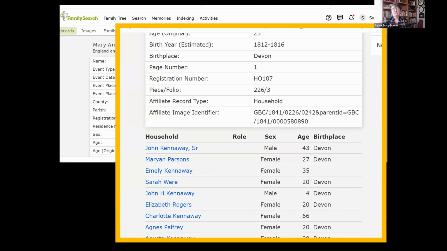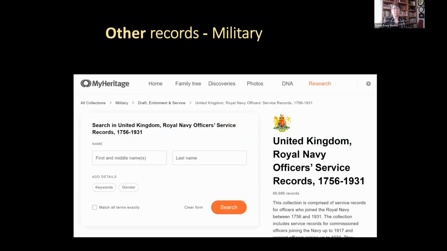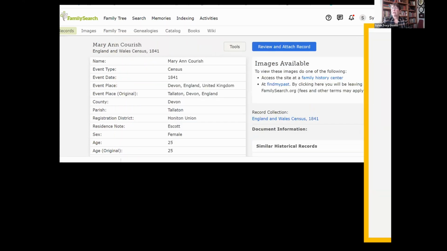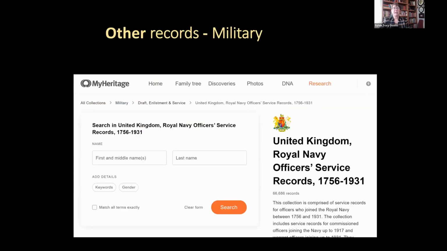So looking at the census, obviously still really valuable. And there's obviously any of the databases you're used to using is something you should continue to do. So MyHeritage definitely has, they don't specialize in the British Isles, but they definitely have some records of genealogical value for the British Isles.